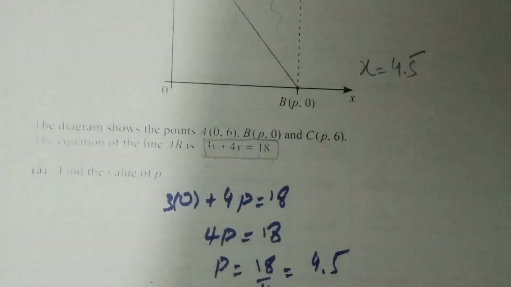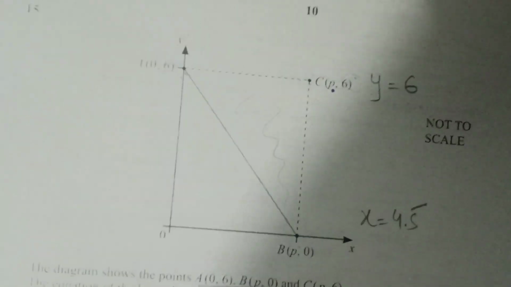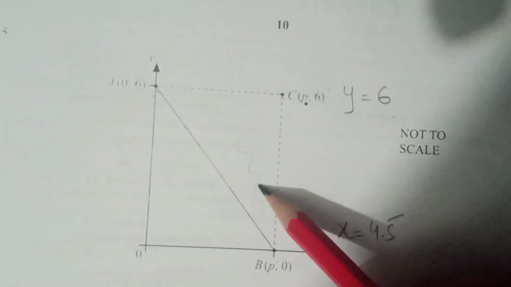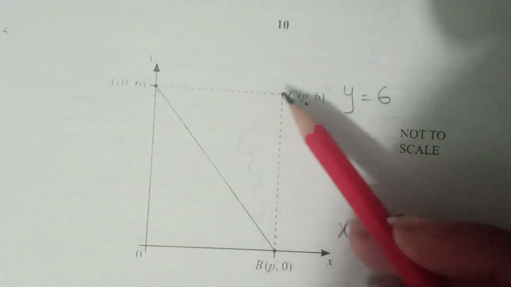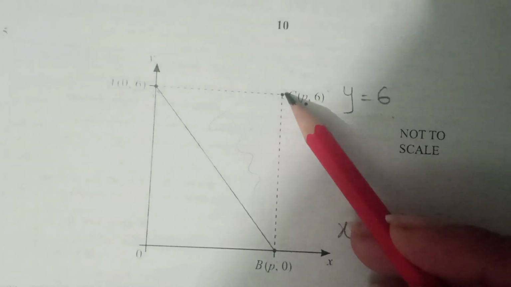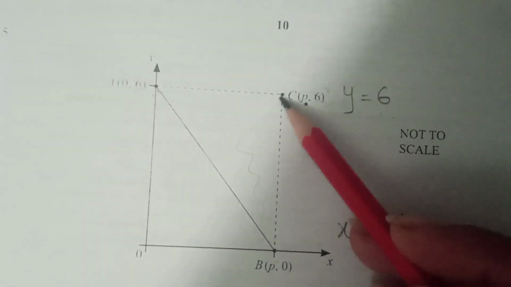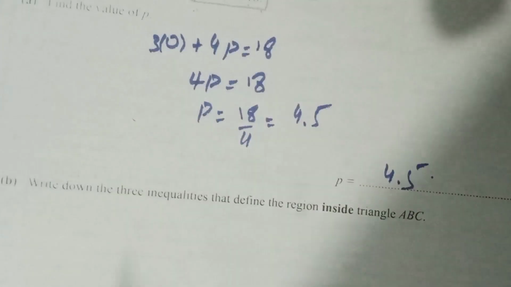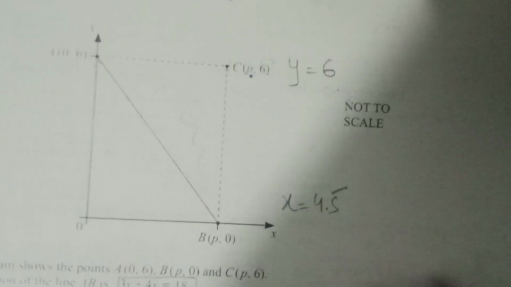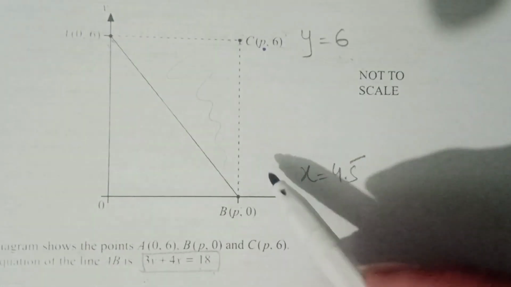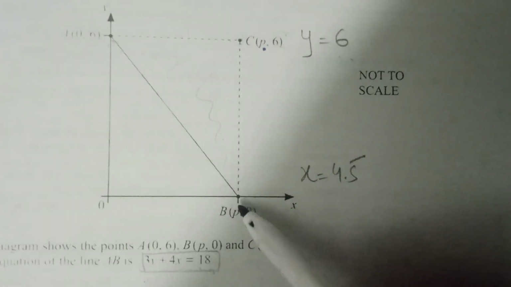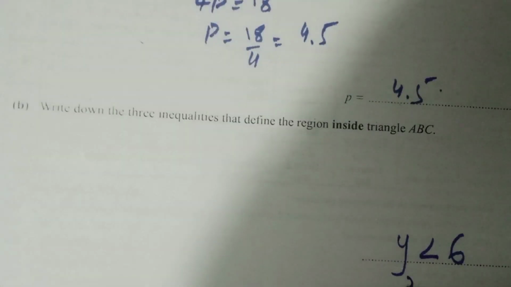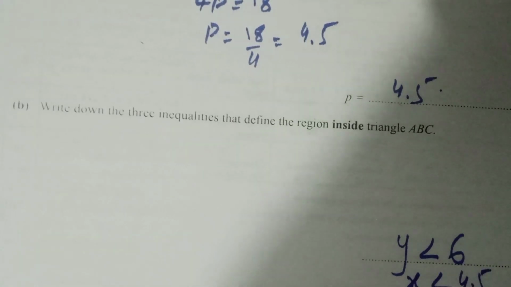Now we have to write these as inequalities. We notice that the region lies below y equals 6, so we write y is less than 6. We also notice that the region lies to the left of x equals 4.5, so we write x is less than 4.5.